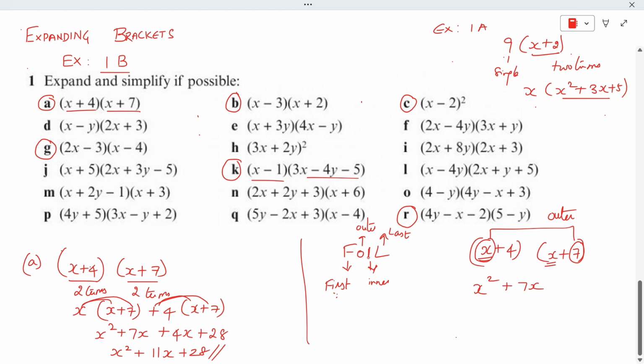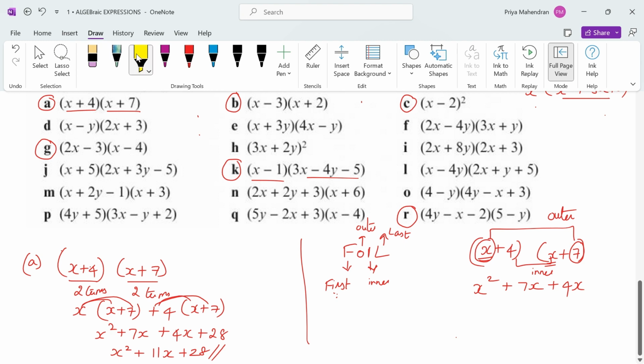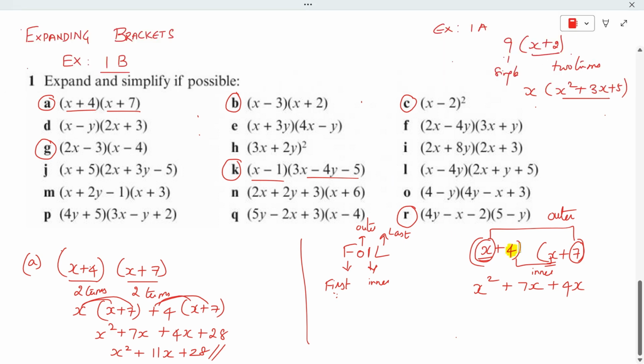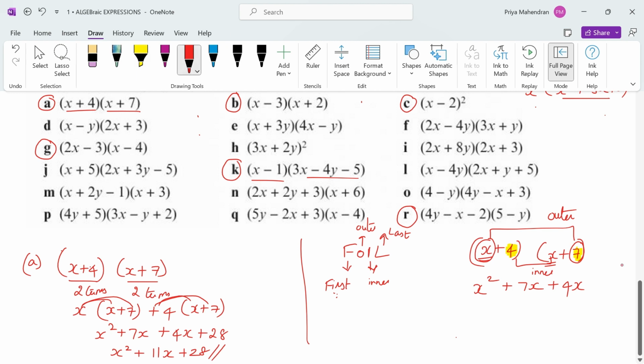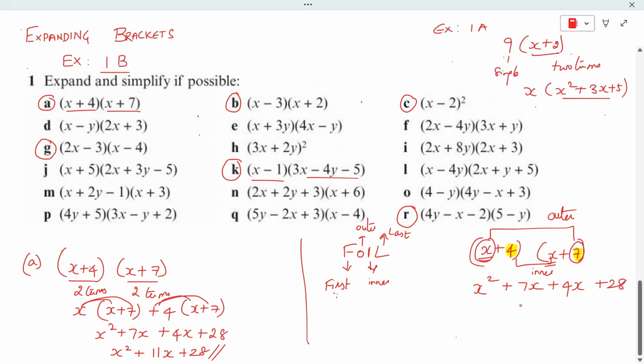And then I stands for inner. So inner terms, these are inner terms. So plus 4 times x is plus 4x. And the last terms of the two expressions, the last terms are plus 4 and plus 7, right? So plus 4 times plus 7 is going to be plus 28. So this can be written as, combine the like terms together. So the same answer you will get.